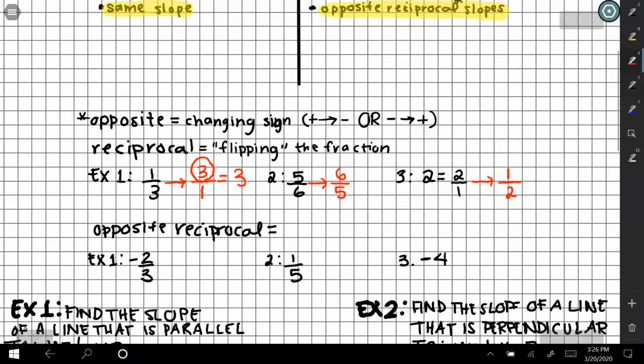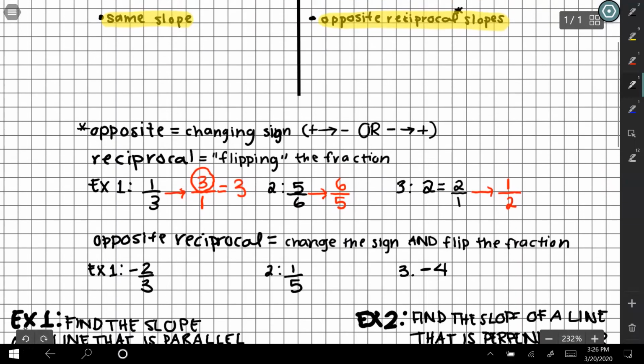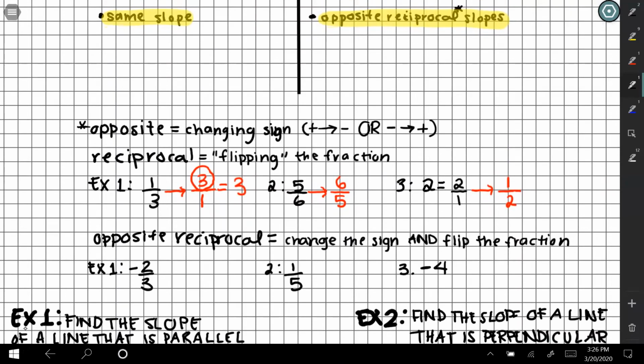So an opposite reciprocal is just when we change the sign and flip the fraction. Alright, so we're going to do a couple of examples of finding the opposite reciprocal.